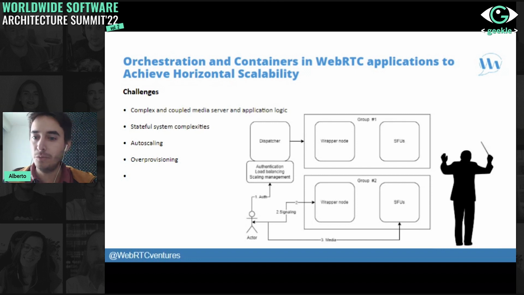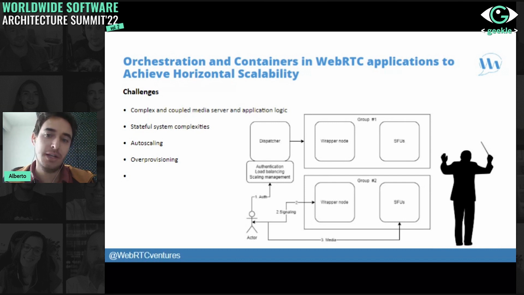And the wrapper node would be in charge of communicating with the SFU and making sure the actor and the SFU can communicate and have video flowing two ways. So the actor is sending and receiving from the SFU. That's pretty much how the establishment of media would go.